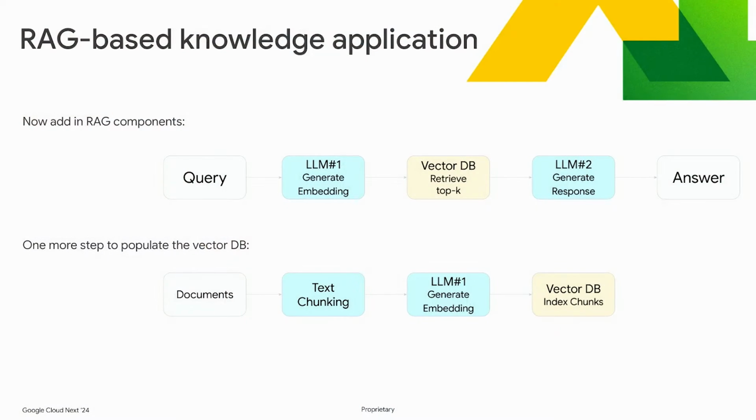Just for a basic architecture, very basic, you have querying. If you do a RAG-based system, you're going to have multiple large language models in the system. You're going to have embeddings, and you're going to need to create a vector database. It starts to get a little more complicated.